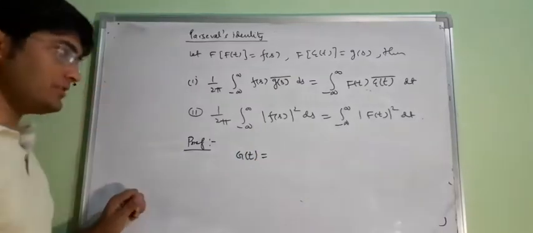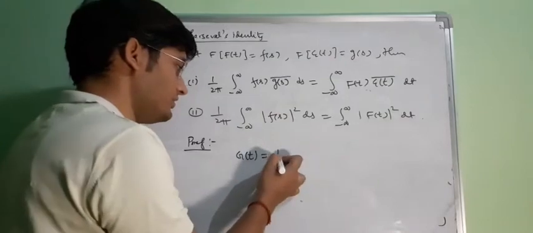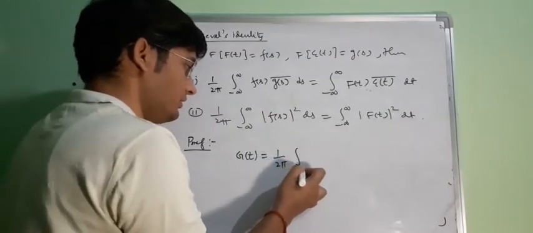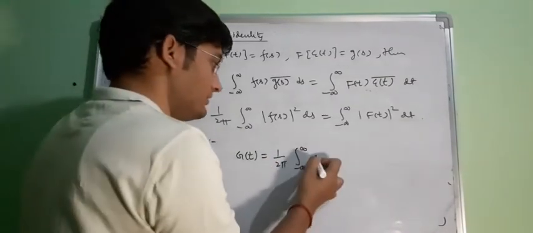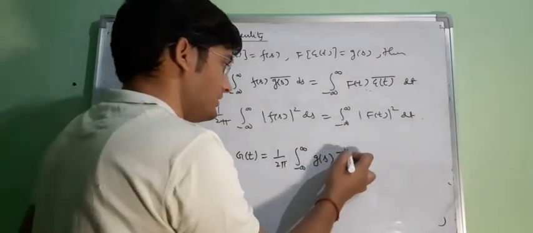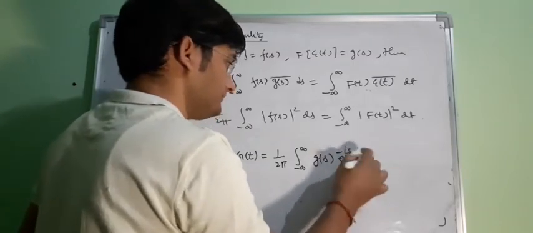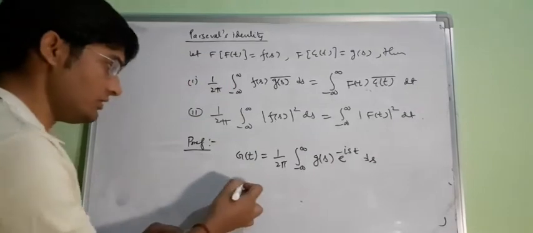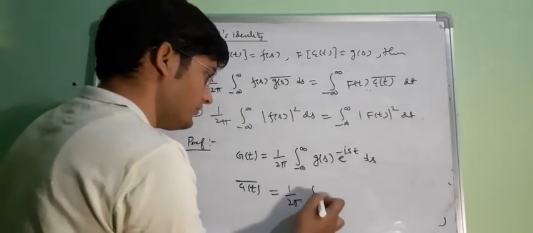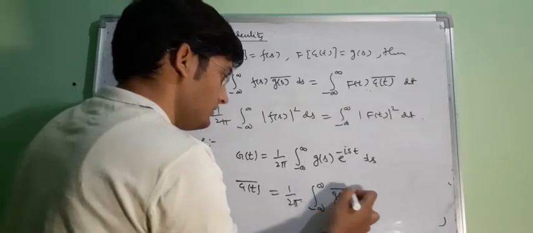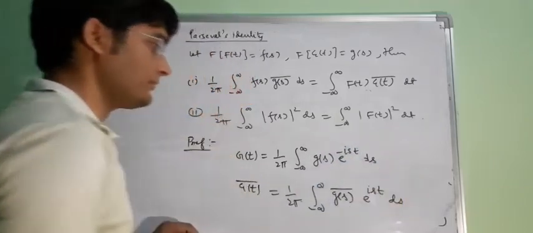That means g(t) will be the inverse Fourier transformation, defined as 1 upon 2 pi, the integral from minus infinity to infinity of g(s) e to the power minus ist, with integration with respect to s. So this is the definition of g(t), and the g(t) conjugate will be 1 upon 2 pi, the integral from minus infinity to infinity of g(s) bar, and then we will have e to the power plus ist ds.